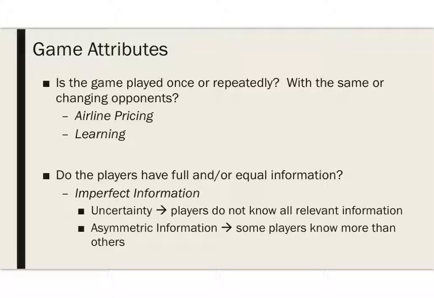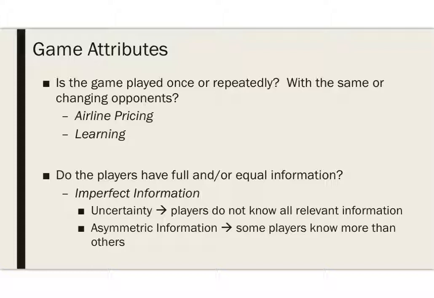But if the game is played repeatedly over and over and over again, which probably is pretty apt for describing firm behavior because they anticipate competing against one another many, many years going forward, we're going to get a very different outcome. Do the players have full equal information?